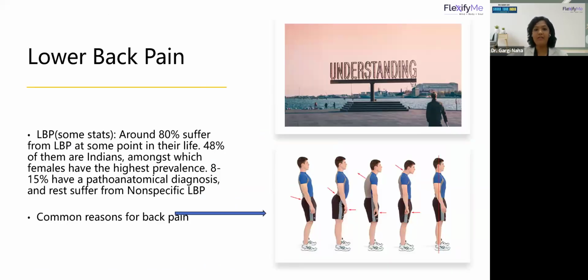So lower back pain, what is the prevalence rate? You can see 80% of us, 80% people suffer from low back pain. 48% are Indians amongst these. Females suffer the most from low back pain. Females suffer a lot. 8 to 15% do have a reason why they have lower back pain.